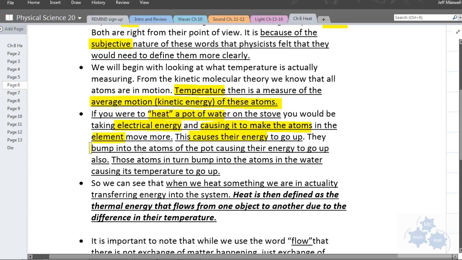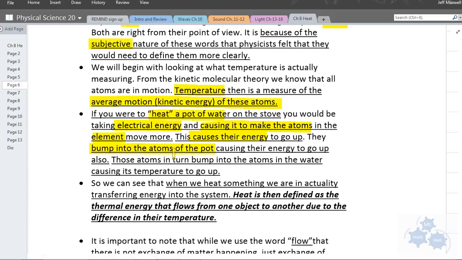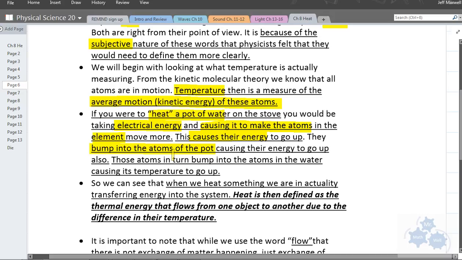That energy and those atoms bump into the atoms of the pot that's on the stove. So you have electrical energy causing heat to be generated because of friction, and that heat is transferred. We just talked about transfer of heat, right? As the stove makes heat, it is transferred, given off to the pot. So that's what's happening when we heat a pot of water on the stove. The atoms in the pot bump into the atoms in the water, causing the water temperature to rise. All right? So you would have to be able to explain this process starting from electrical energy, the vibration of atoms, the transfer.